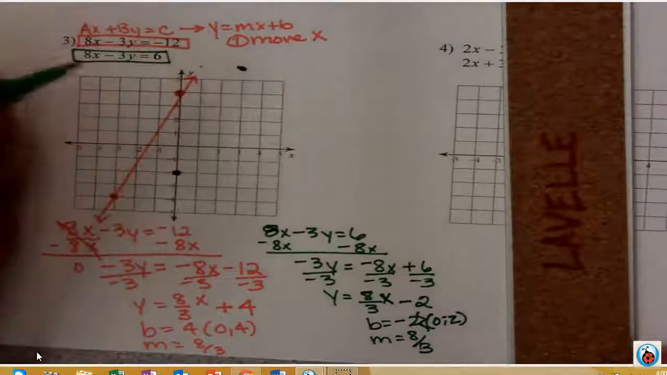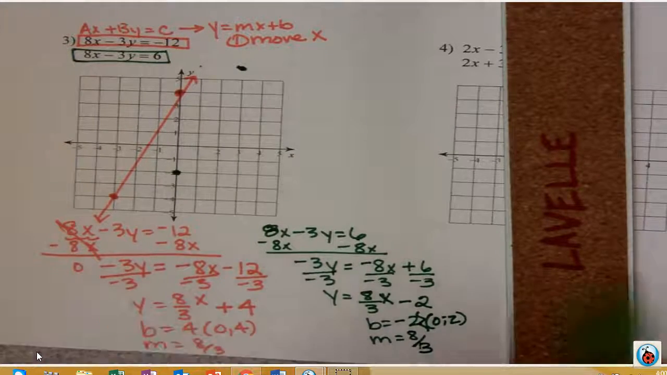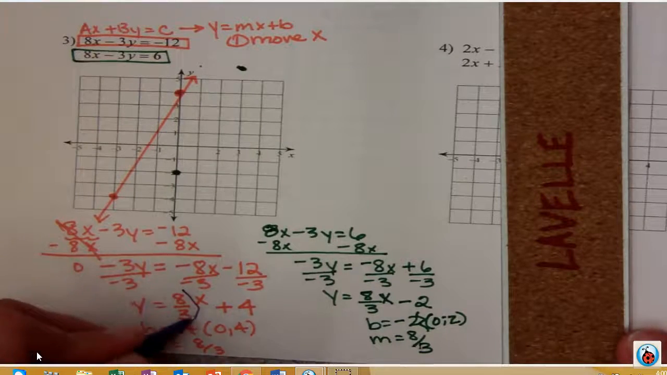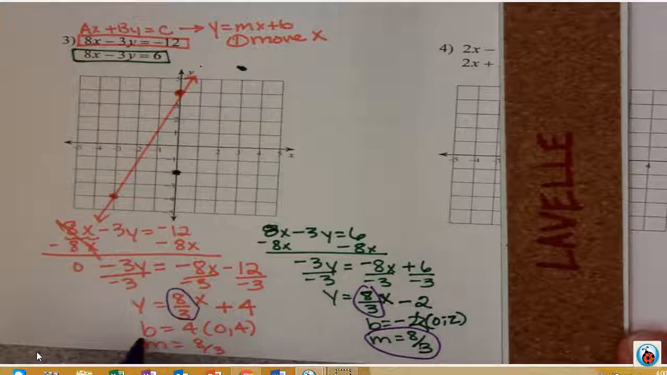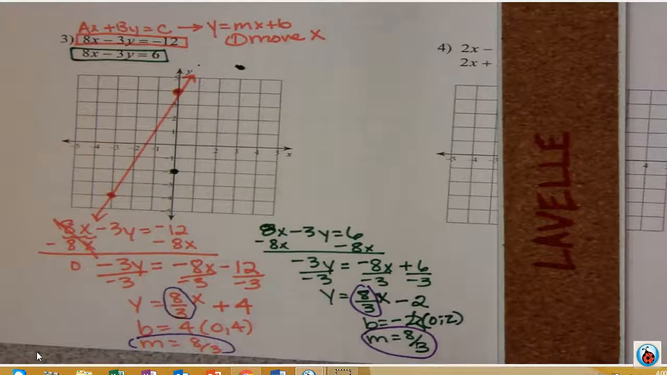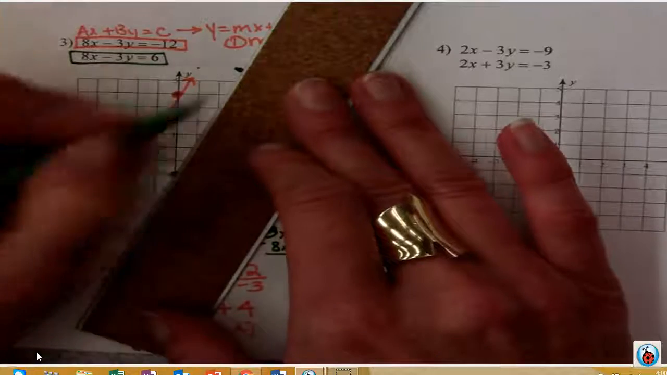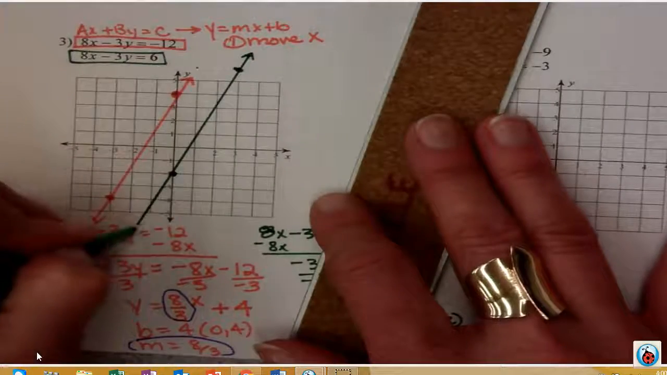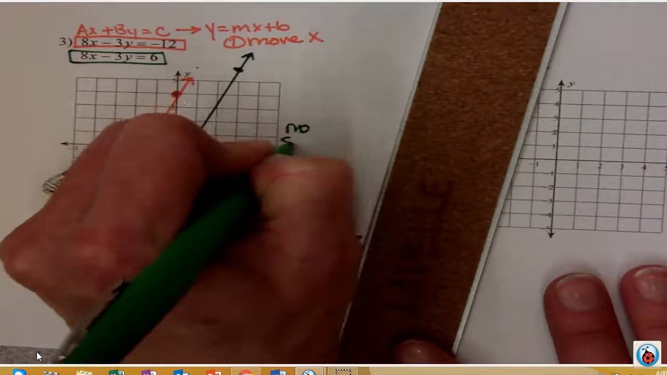But right now, you should be saying that you see something. And what is it that you see? You should notice that the slope is the same for both lines. And we know that when the slopes are the same, those lines are going to be parallel. So we've got 2 parallel lines. So there should be no solution.